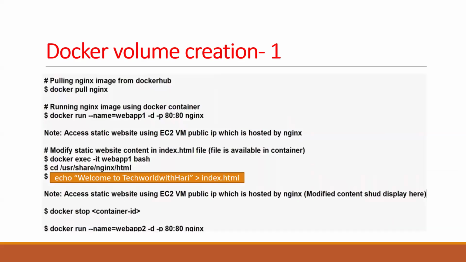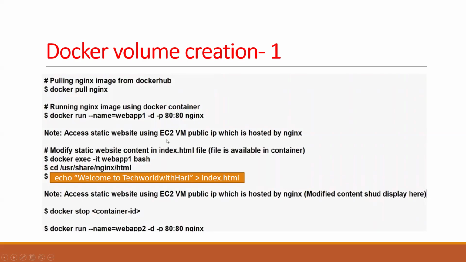Pulling the Nginx image from Docker Hub: docker pull nginx. Then run the Nginx image using a Docker container. How can you run the Docker container? docker run --name webapp1 -d -p host port:container port and the image name. This is the container port, this is the host port, and the container name.